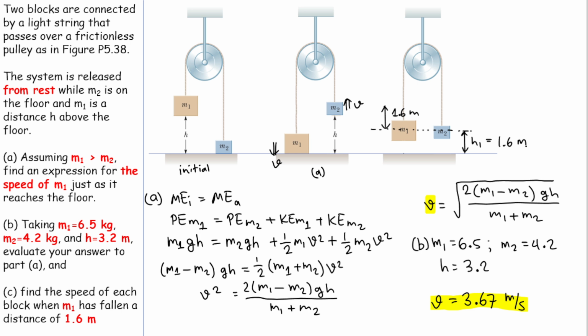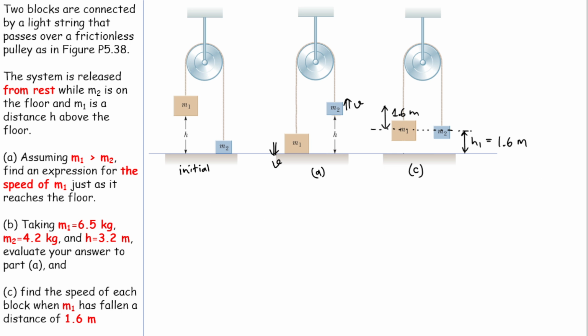So we need to do conservation of mechanical energy for this system here, for question C. Maybe let's clean this up and answer question C. Now for question C, the mechanical energy of the initial state is equal to the mechanical energy of C. And in this system, we only have potential energy of M1. We don't have any other mechanical energy.